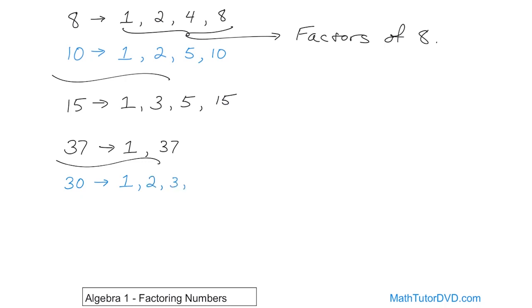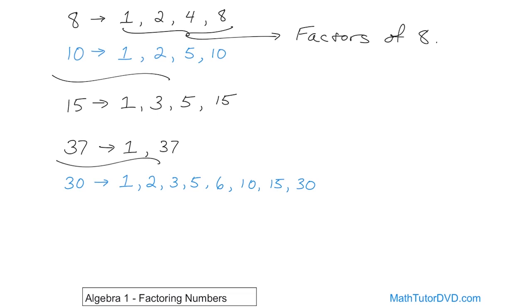4 cannot divide in. 4 times nothing can give me 30, right? But 5 can divide in. 6 can divide in. 10 can divide in. 15 can divide in. And 30 can divide in. Now, I know I'm kind of going fast here because I already know the answer. I've already solved the problem.